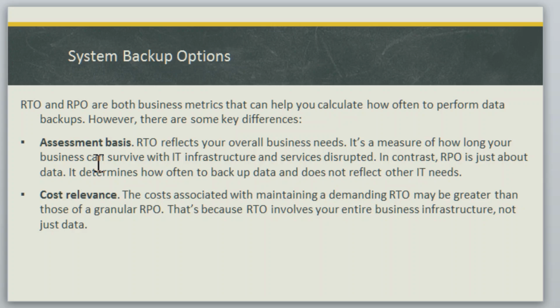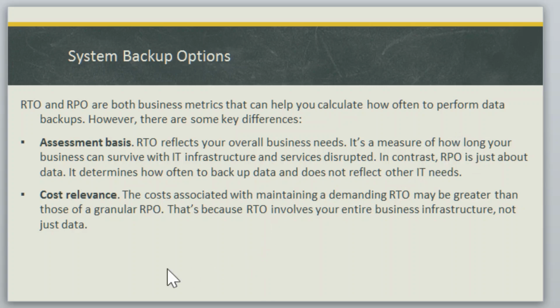So RTO and RPO are both business metrics that can help you calculate how often to perform data backups. However, there are some key differences between the two, guys. So we have assessment basis. RTO reflects your overall business needs. It's a measure of how long your business can survive with IT infrastructure and service disrupted. In contrast, RPO is just about data. It determines how often to back up data and does not reflect other IT needs. Okay? So remember, RTO is how long can your system be down. RPO is how much data can be lost.